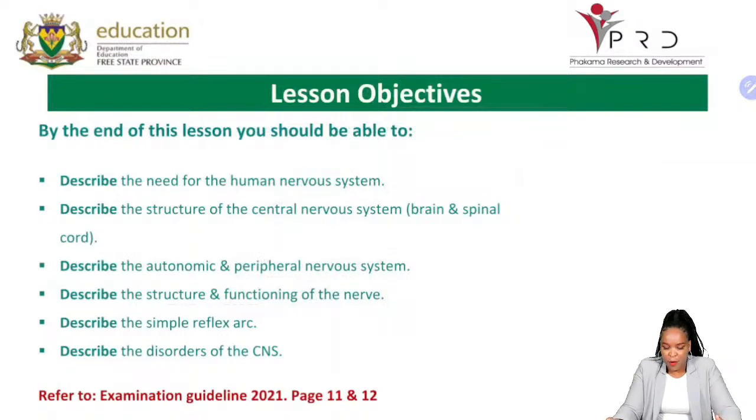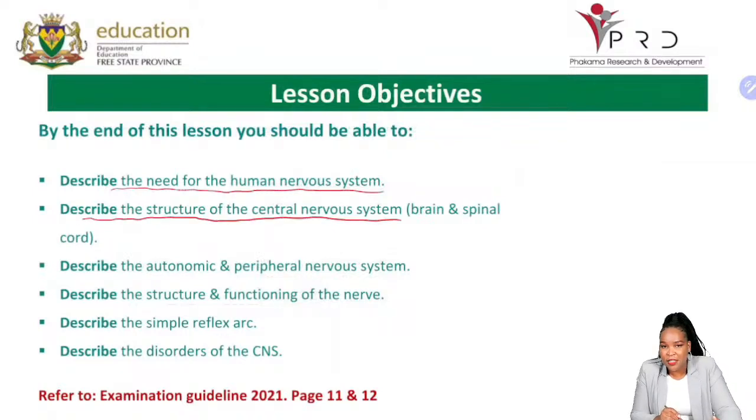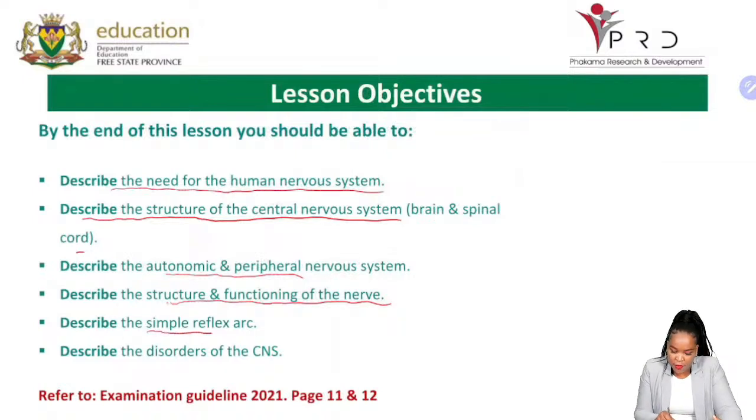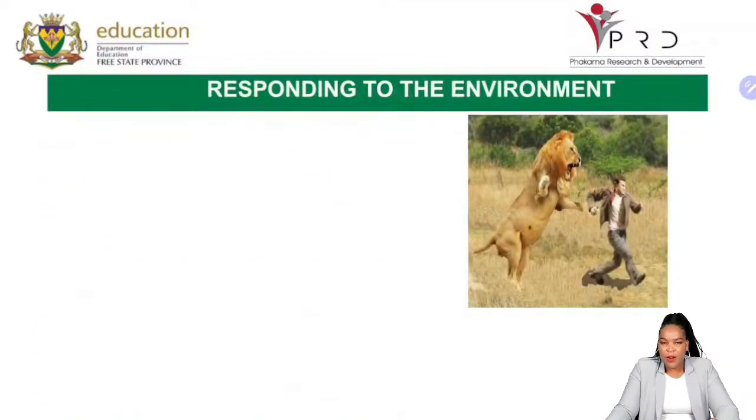So what do we want to achieve by today's lesson? At the end of this lesson, you must be able to describe the need for a human nervous system. Then you must be able to describe the structure of the central nervous system, which is the brain and the spinal cord. You must also be able to describe the autonomic and the peripheral nervous system. You must be able to describe the structure and the functioning of the nerve. Then be able to define the simple reflex arc and describe the disorders of the CNS. Then you are going to refer to the examination guideline that we've just spoken about on the previous slide. Right. Now we start with our topic.